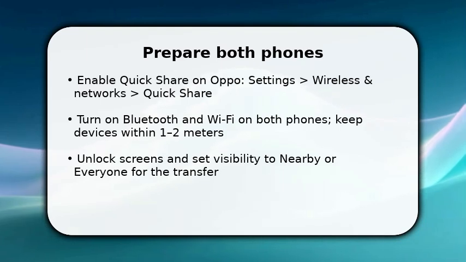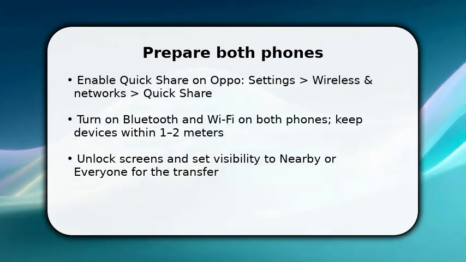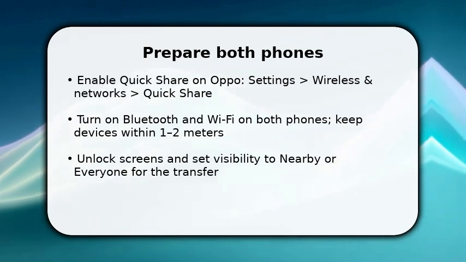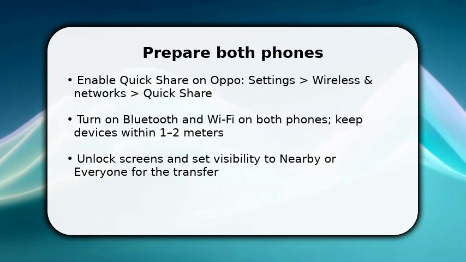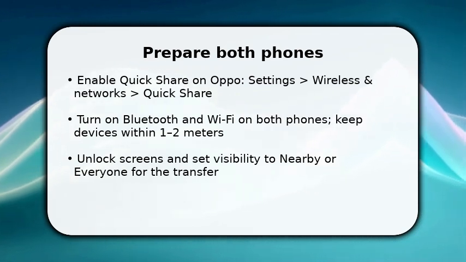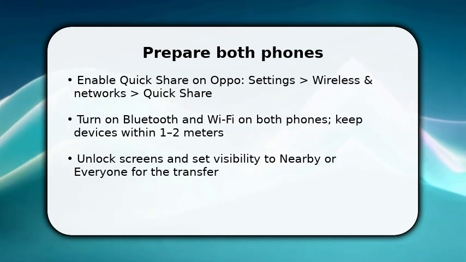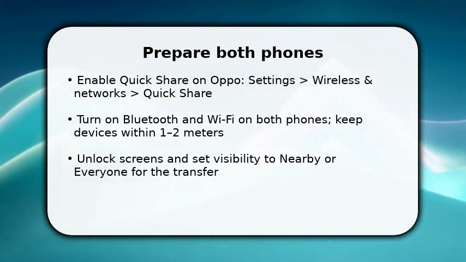You start by enabling the required services and opening QuickShare on the Oppo. This creates the sending endpoint. Once done, make sure Bluetooth and Wi-Fi are active on both devices so they can negotiate a peer connection. You should unlock both screens and set visibility to nearby or everyone to avoid discovery issues.